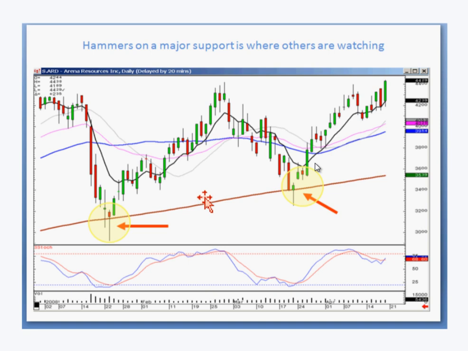Is it a hammer when it is at the bottom of a downtrend? What do you call a hammer at the top of the uptrend? A hammer at the top of the uptrend is called a hanging man, which we'll get to. Does it matter what the body of the hammer is? No. The tail is your signal.